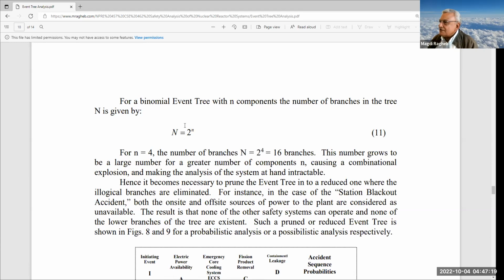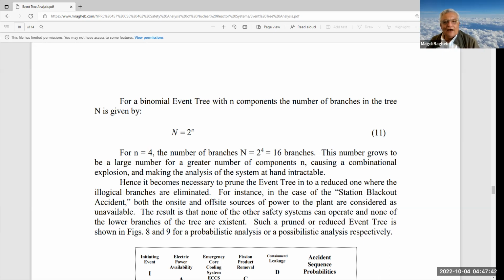Now, in general, why do we need this? Because basically, if you have many, many components, the system becomes so overwhelmingly unmanageable that you lose insight if you go into the whole detail. You want to get the overall picture. You look at the forest, not at each individual tree.